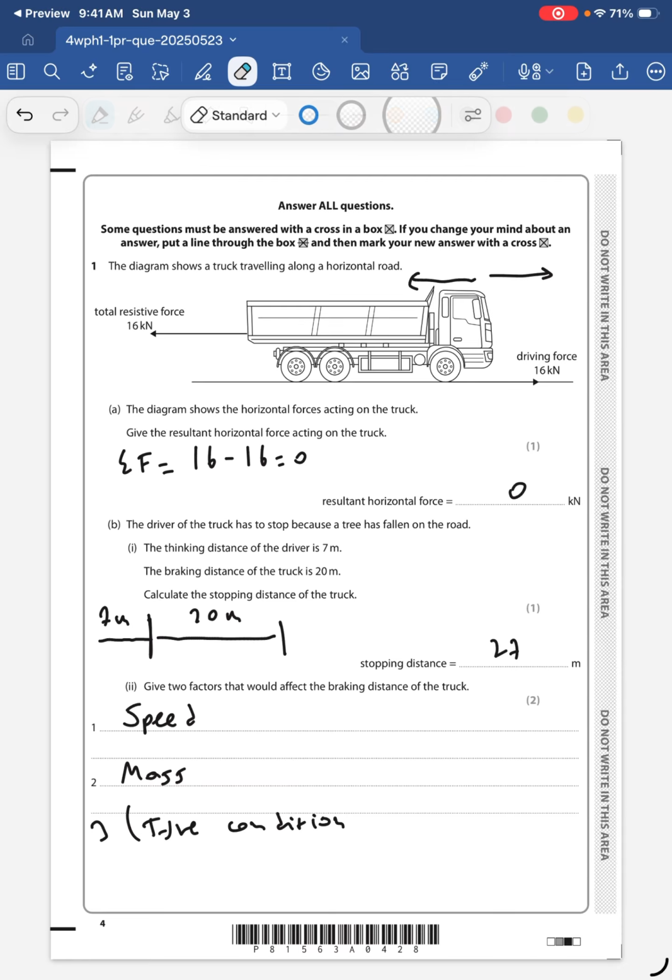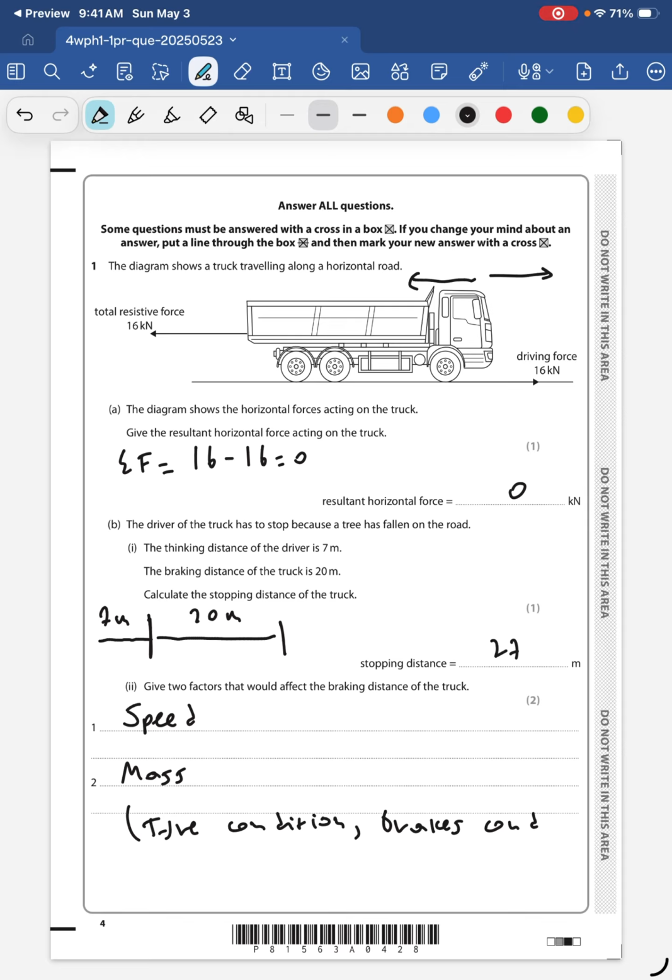Actually, I'm going to write a few more, and I'm going to put them in parentheses because you only need two, right? So the tire condition, the brakes condition, meaning that they might be worn, right? So it's going to take longer to stop if the brakes are not new. The road condition. Okay, this. Don't write alcohol, dizziness, sleepiness, not this kind of thing.